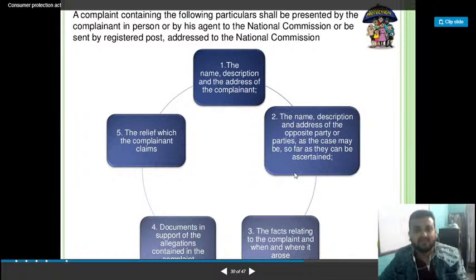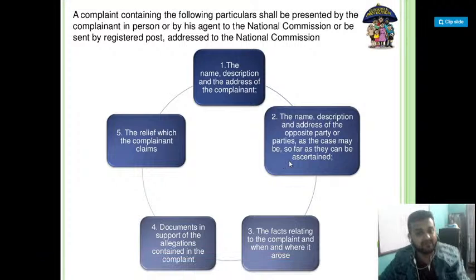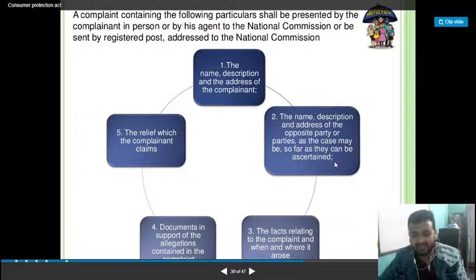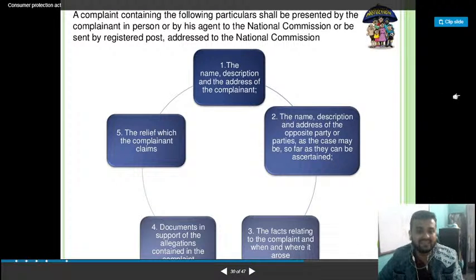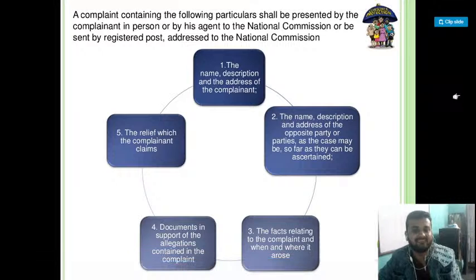The second is the name, description and address of the opposite party or parties, as the case may be, so far as they can be ascertained. So in the second step, you're giving the description and the address of the person who cheated you, the shopkeeper who cheated you with the product, and the details of how you got cheated. Third step, the facts relating to the complaint and when and where it arose. In the third step, what are you writing?